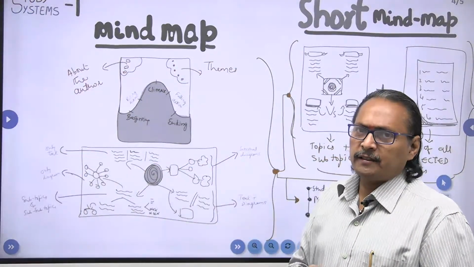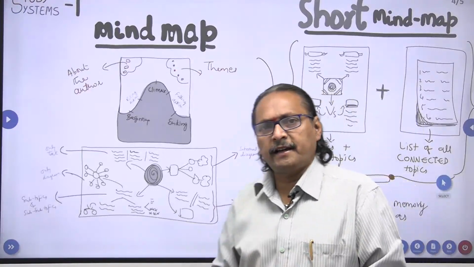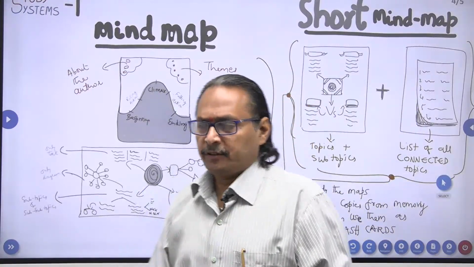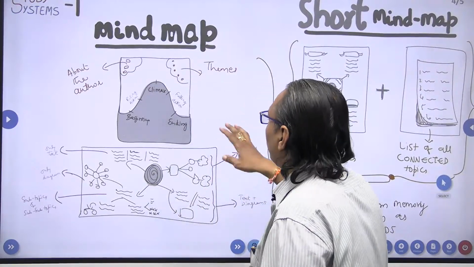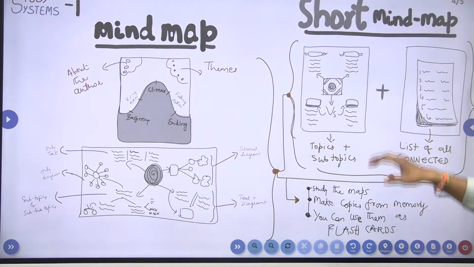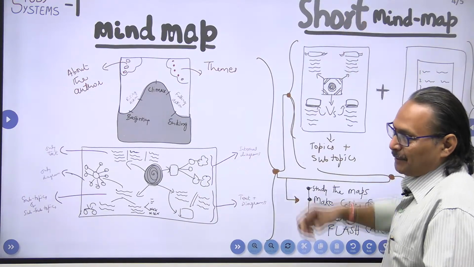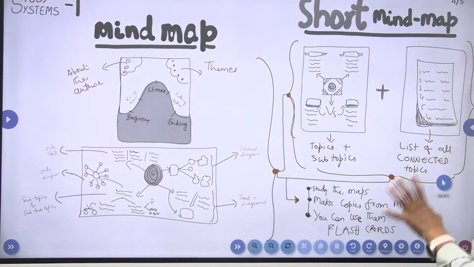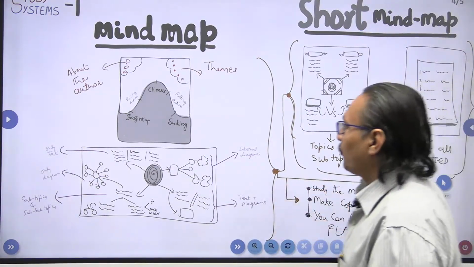But of course, for the convenience of our understanding, we can just divide it into 2 segments, only for the sake of understanding. One is called regular mind map, another is short mind map. Even though short is a little bigger there, we can divide it as short mind map. Concept you need to be understanding. Let me focus on that.